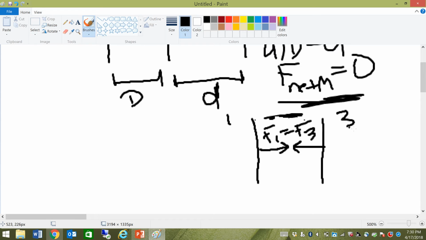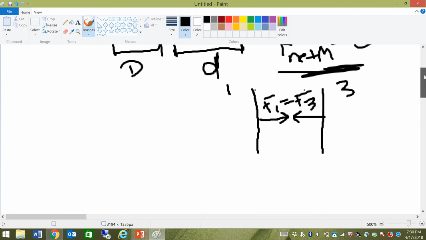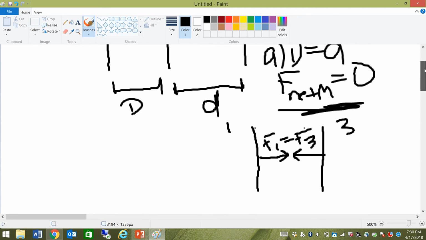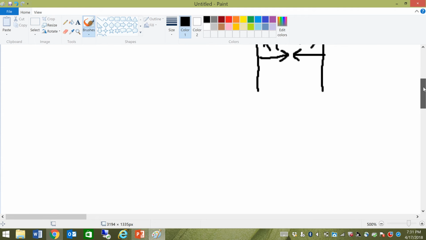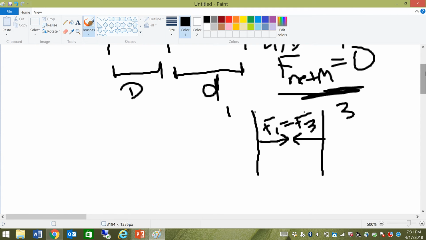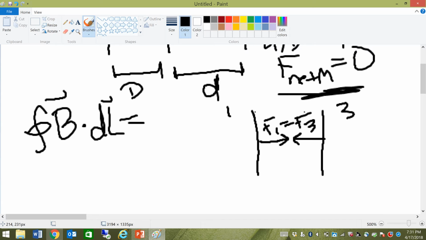Right. Okay, so now that we know that, let's go into the first detail in the question, which was D is equal to d. So uppercase D is equal to lowercase d. What does that tell us? Let's use Ampere's law really quick because it looks cool and it will prove something even cooler. We have a closed integral of B dot dl, and it's equal to mu naught times I.